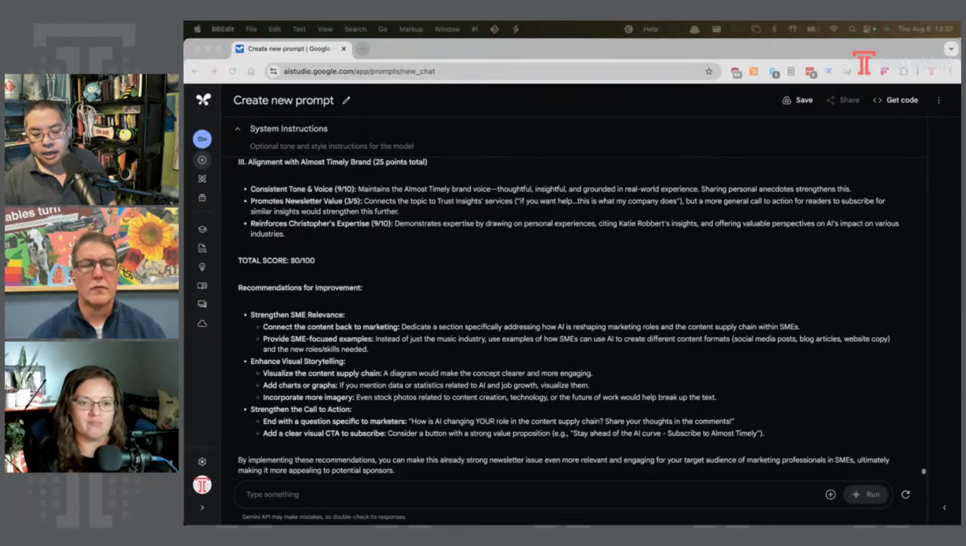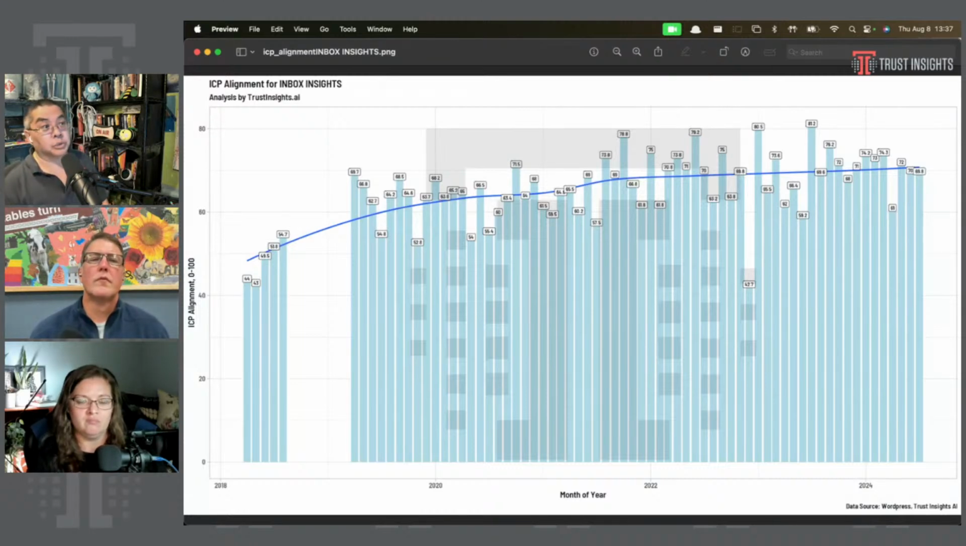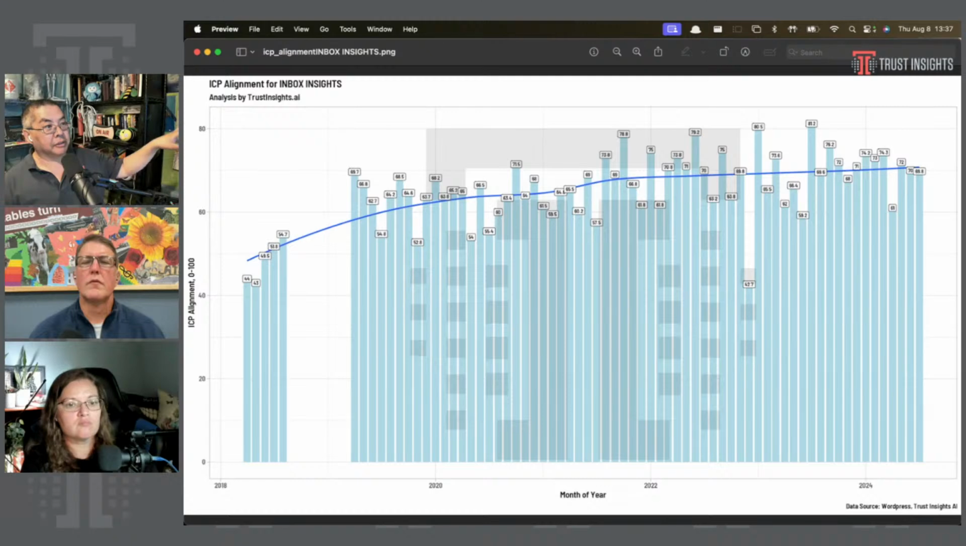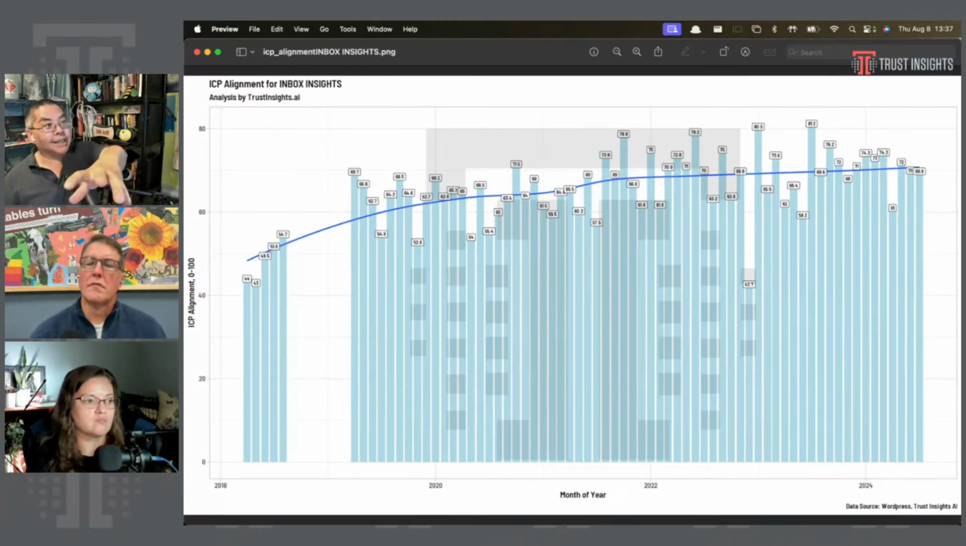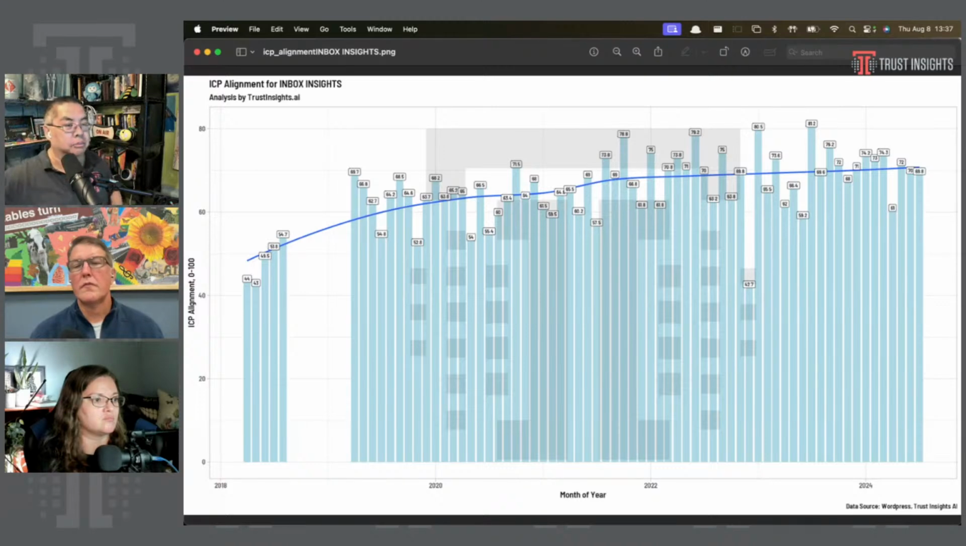Exactly. Another use case for what we do with these things. This is an exercise we did this week. We took every post on the Trust Insights blog, and we broke it out into four categories: the live stream, because we transcribed the live streams and put them up; the Trust Insights newsletter, Inbox Insights; the Trust Insights podcast, In-Ear Insights; and then everything else that goes on the blog.